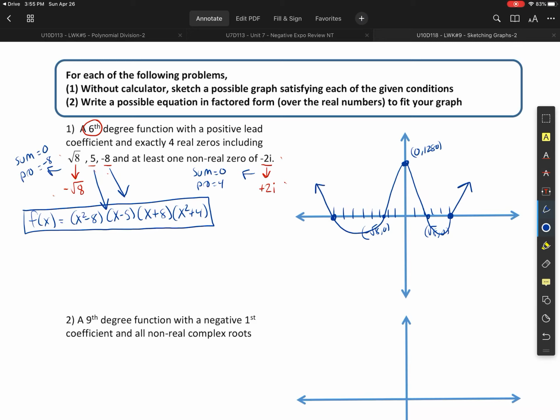Now, I've spoken to a handful of people about this. The imaginaries, if you want to, you don't have to. You can throw that extra wiggle in there if it makes you feel good. Not every graph with imaginaries has that. Some do, some don't. We don't necessarily need it. I'd be okay if you didn't have it.